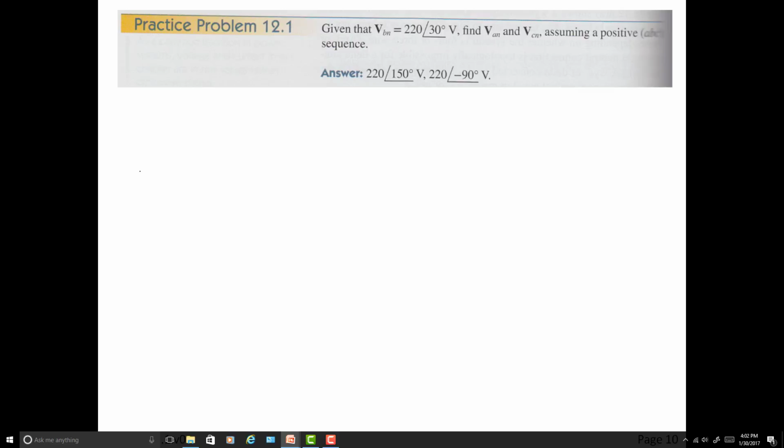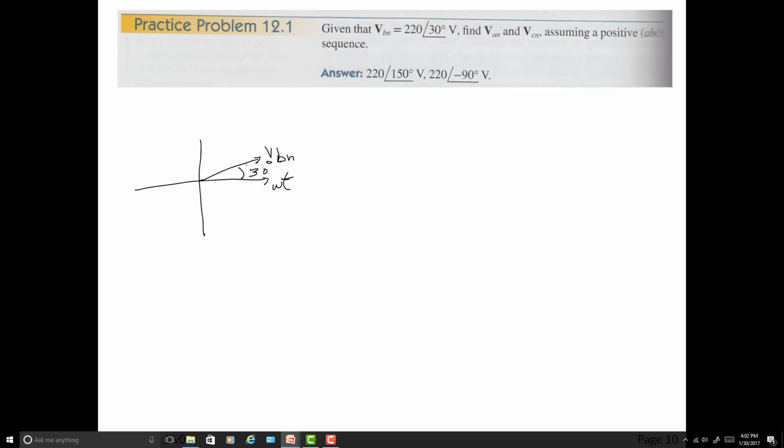As you will see from me in problem solving all semester, I love to draw pictures. They're the things that kind of cement ideas in my mind. So this is the omega t thing going on here. I don't need to draw the old ones. All I need to draw is what I know, which is VBN is here. So there's VBN, and this is 30 degrees. The magnitude, of course, is 220.